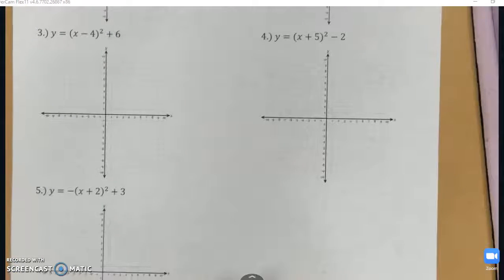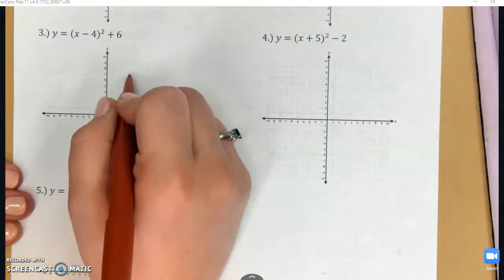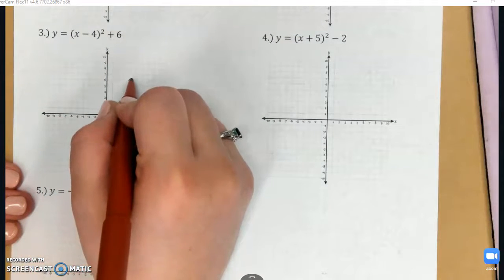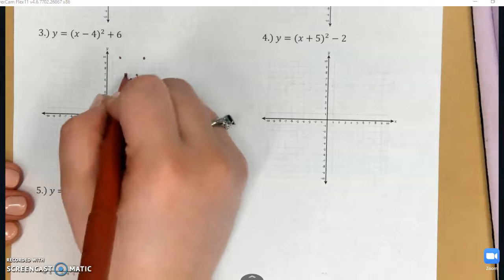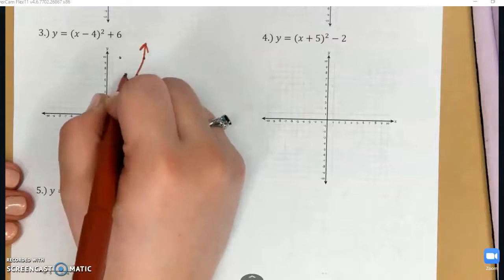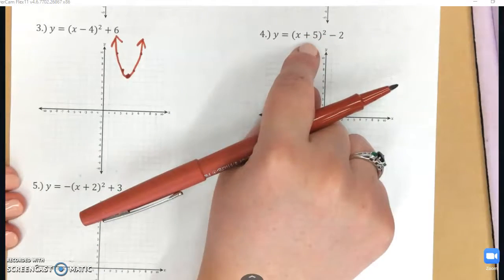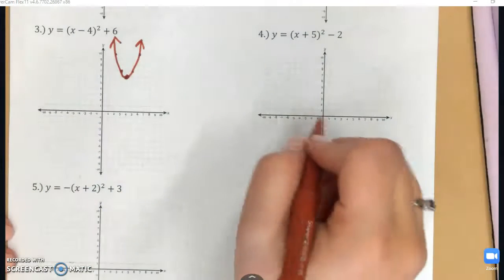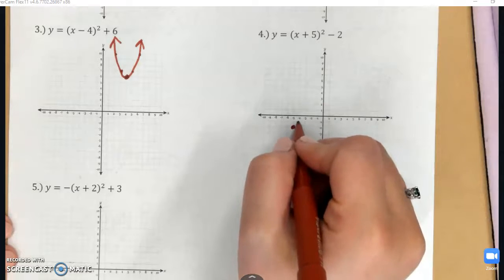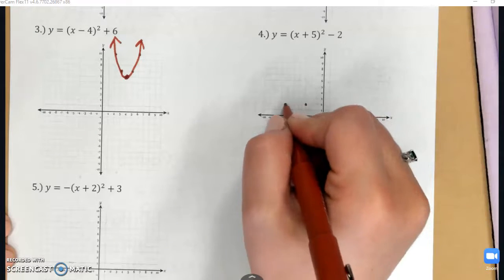I have a shift to the right 4 units again, but I also have a shift vertically up 6. So there's my new vertex, and everything else looks the same. Okay, on 4, I'm shifting 5 units to the left this time and down 2. And then everything else about my parabola is the same.